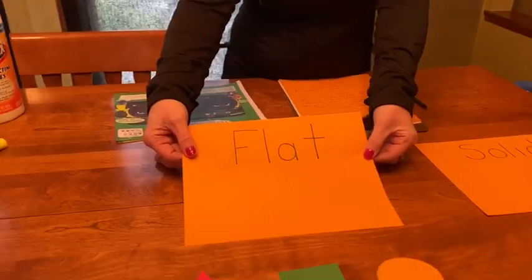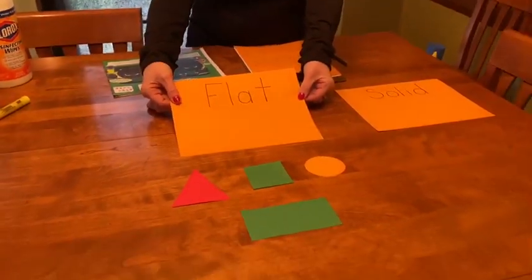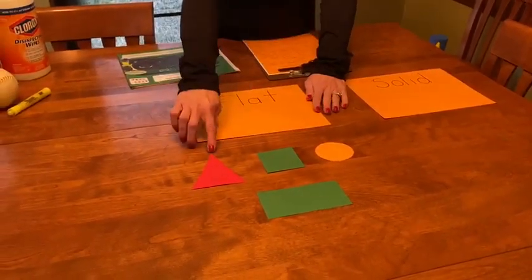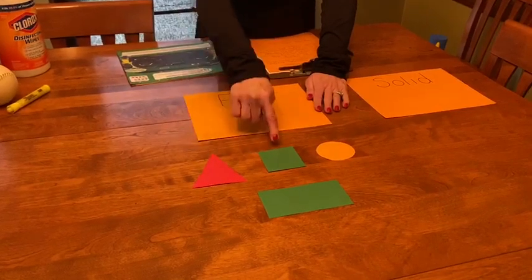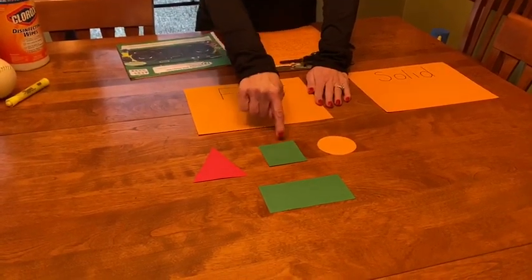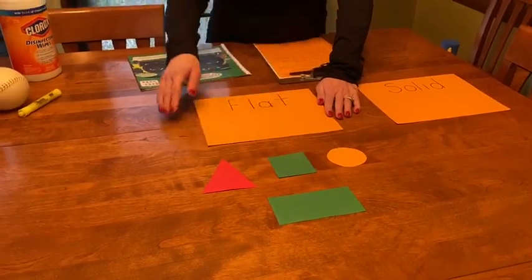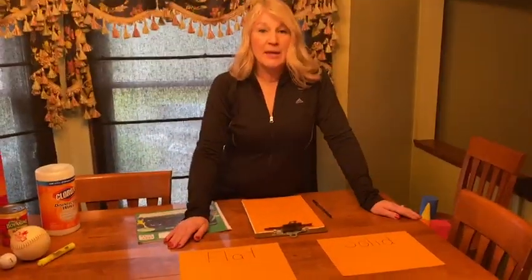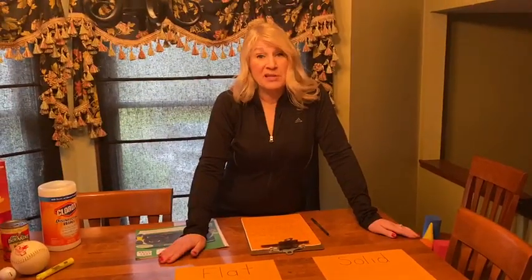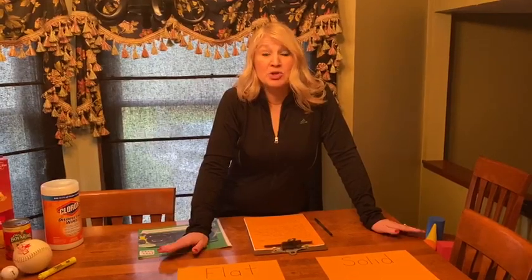Flat shapes would be the kinds of shapes that we've talked about the most so far in kindergarten. Examples would be triangle, square, circle, or rectangle. We use these shapes all the time. They're called flat shapes because they're just that. They're flat. Another name for them would be two-dimensional or 2D shapes.